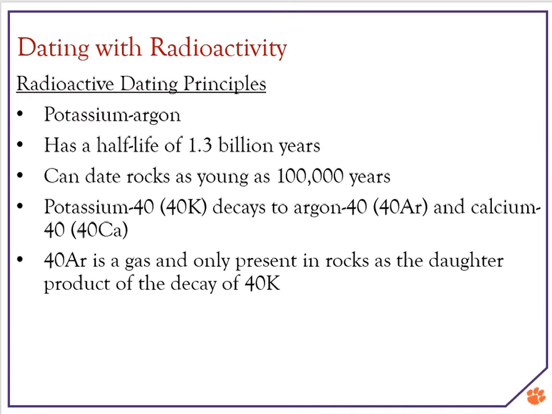There is also potassium and argon that we can use for dating the rocks, which is actually especially important because potassium is one of those chemical elements that we have a lot in the rocks. And it has a half-life of 1.3 billion years. That means we actually can date rocks as young as 100,000 years by using potassium decay to argon. And potassium decays to argon or calcium.